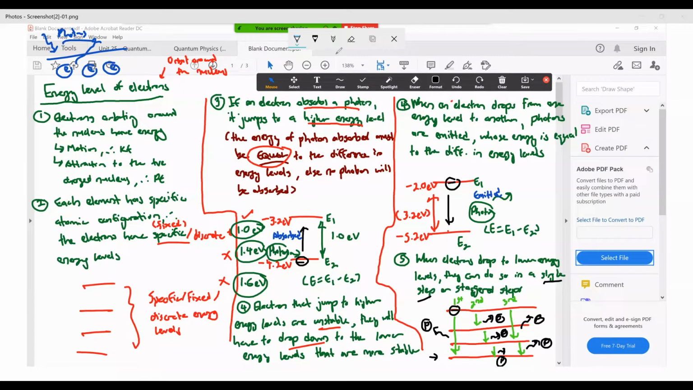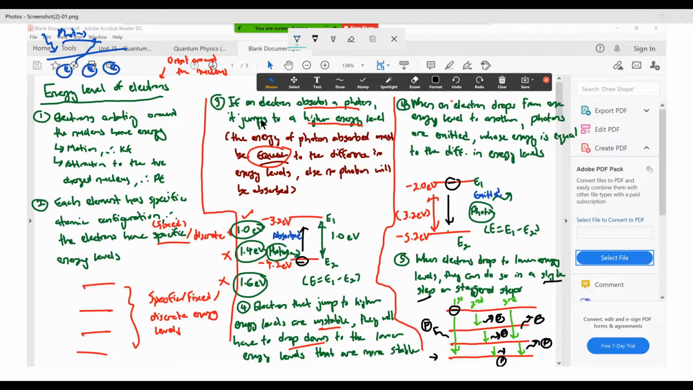The first thing you just need to know is this: when an electron absorbs a photon, it will jump to a higher energy level. Now, for the electron that absorbs a photon and jumps to a higher energy level, the energy of the photon absorbed must be equal to the difference in the energy levels.